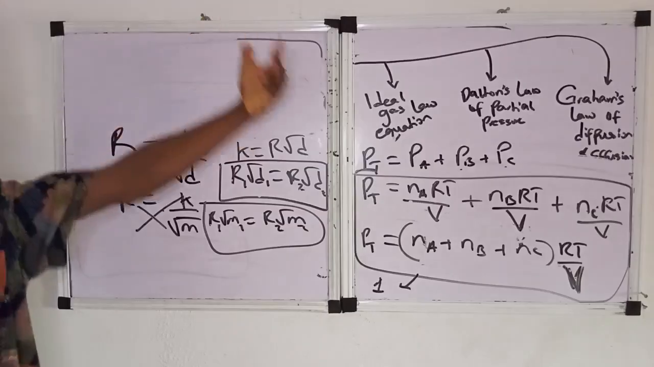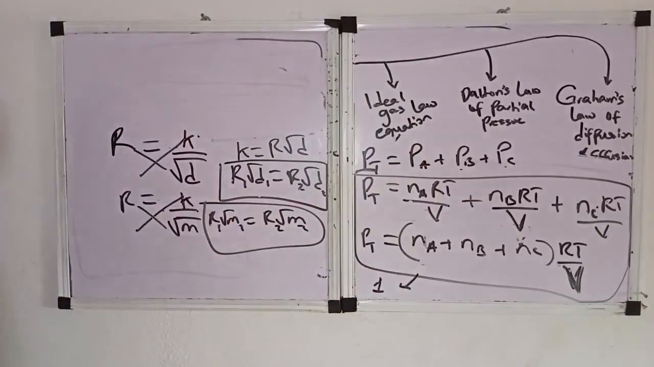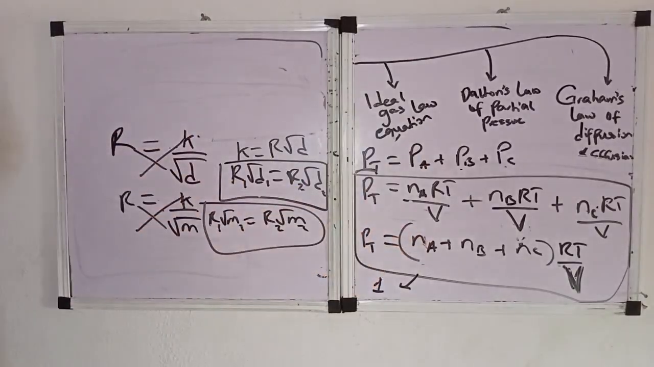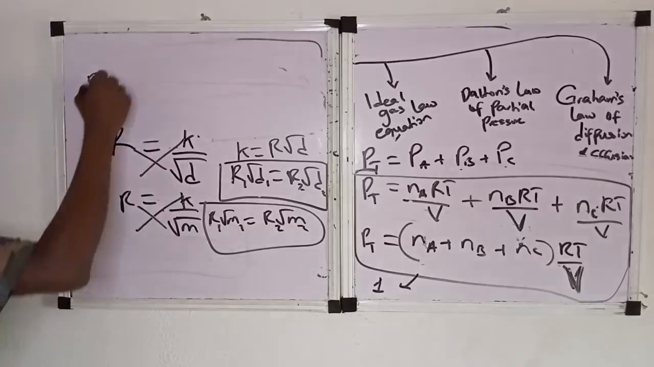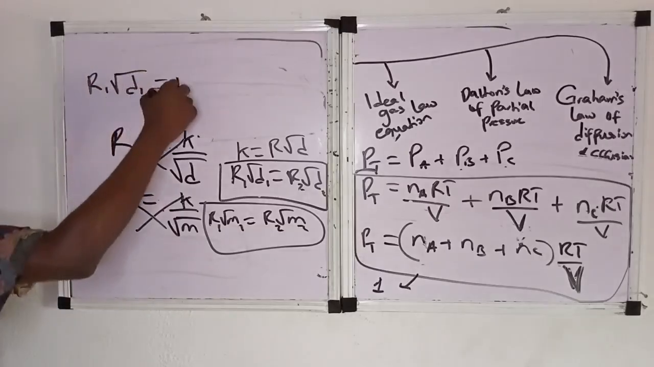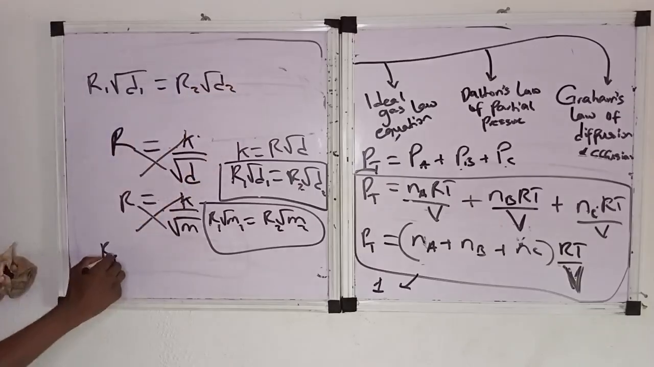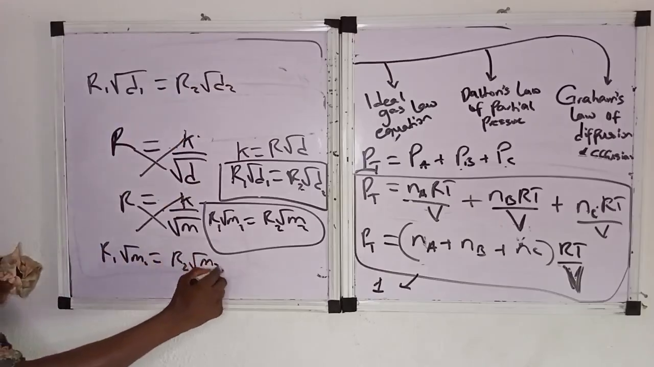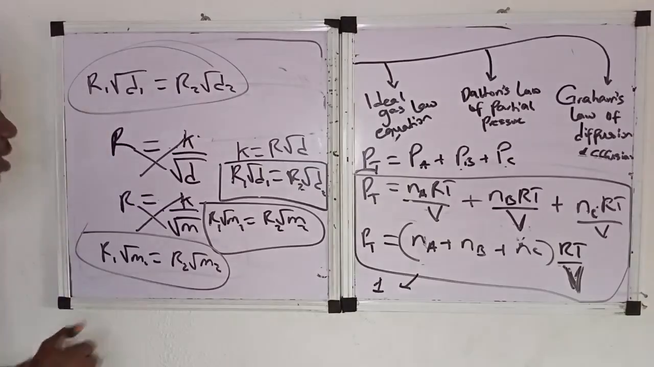Effusion, you know the definition: effusion is the movement of gas through a tiny hole. So this is the formula to understand Graham's law of diffusion. R1 root D1 is equal to R2 root D2. When molar mass is present, R1 root M1 equals R2 root M2. You can use any of them.